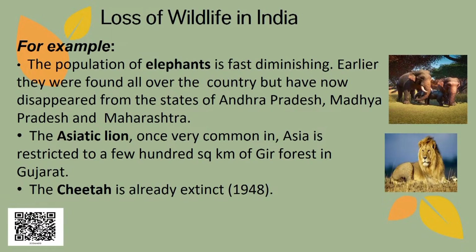The elephant population is fast diminishing. Earlier they were found all over the country, but they have now disappeared from the states of Andhra Pradesh, Madhya Pradesh and Maharashtra. The Asiatic lion, once very common in Asia, is restricted to a few hundred square kilometers of Gir forest in Gujarat. The cheetah is already extinct. In the last 100 years, 4 species of mammals became extinct, and around 40 species of mammals, 20 species of birds and 12 species of reptiles are in the highly endangered list.